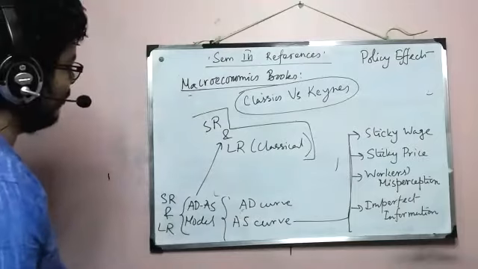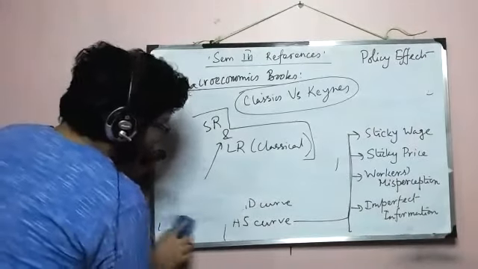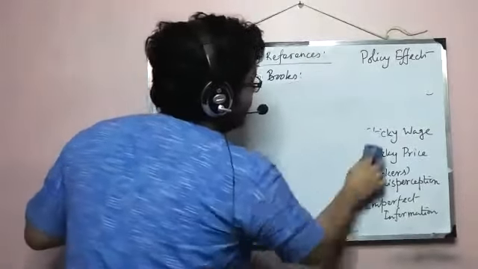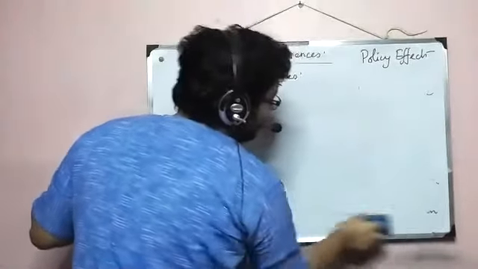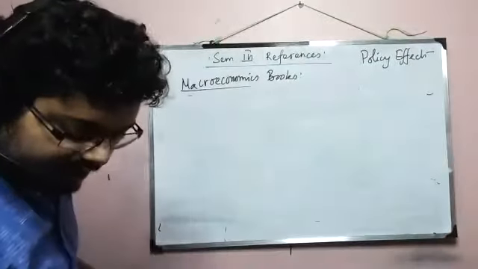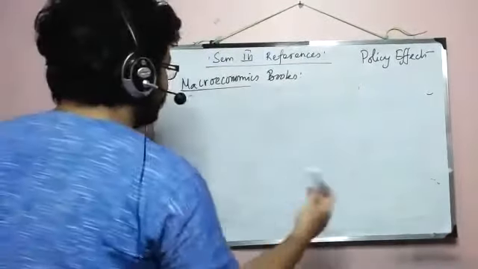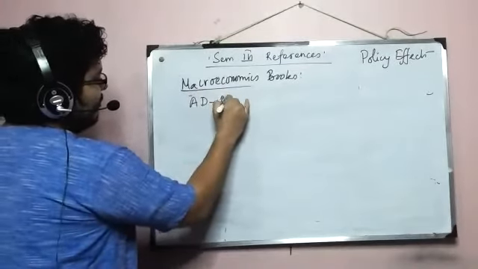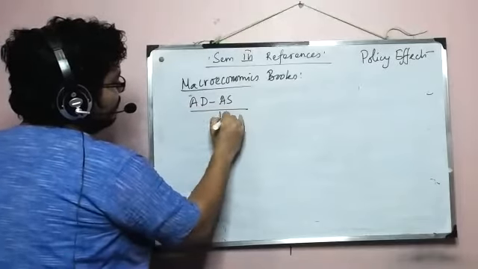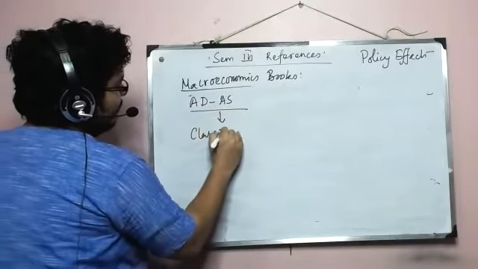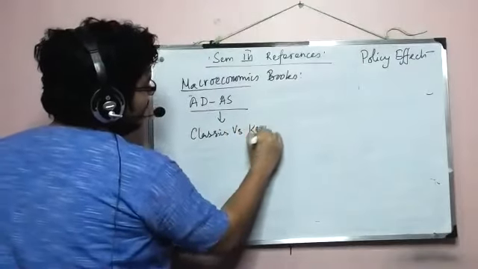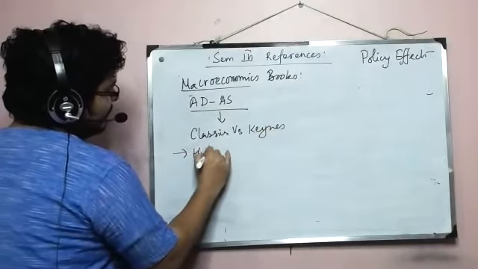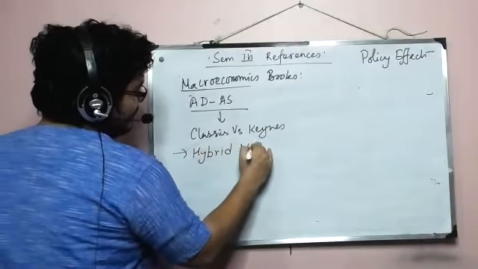Okay, so let me just talk about the ordering again. We'll start with ISLM, then we'll go to the supply side models, so aggregate supply, and then we'll have this large topic, ADAS. Okay, and from there we'll go to classicals versus Keynes, and then we'll have what you'll see in the syllabus is written as hybrid models.